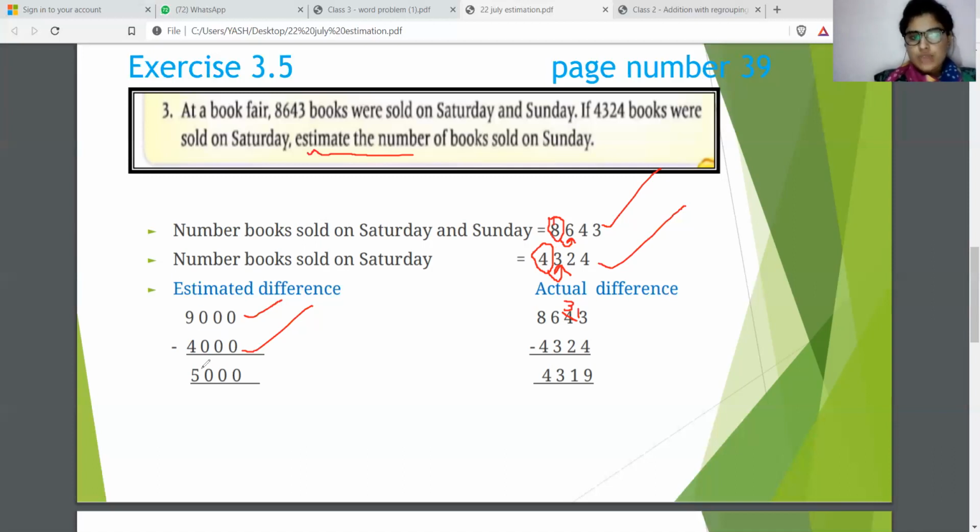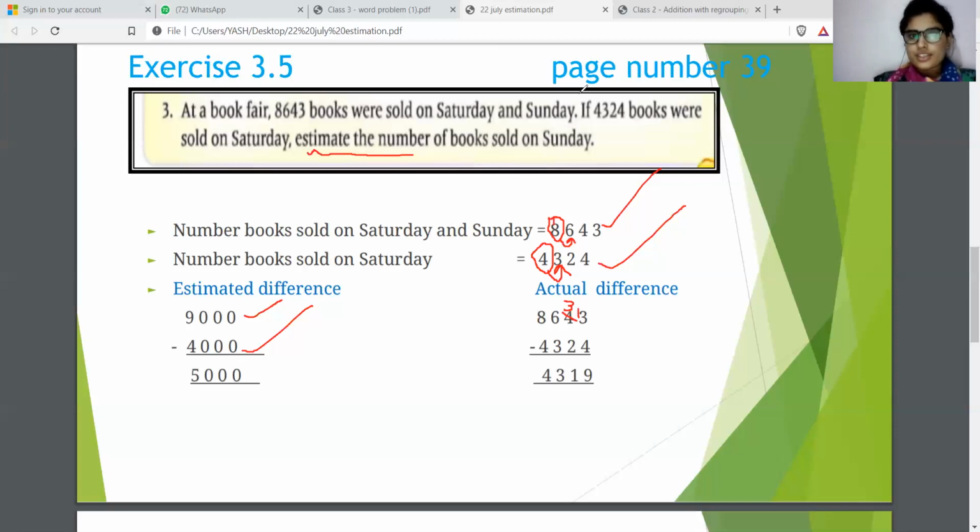Now do the subtraction. Take away 4,000 from 9,000. I'll get 5,000. So this is basically the estimated number of books sold on Sunday. This is how we can do the question.